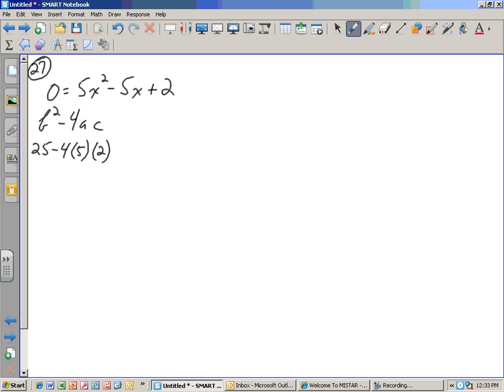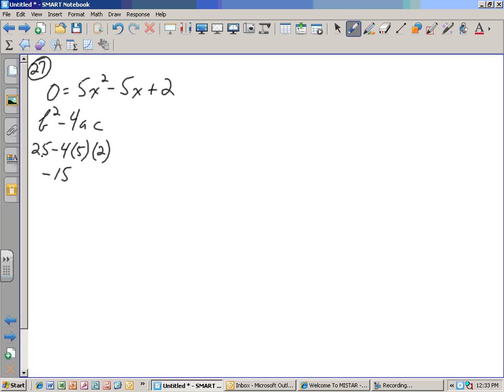And I don't think we need a calculator for this. 4 times 5 is 20. 20 times 2 is 40. So 25 minus 40 will give us a negative 15. That's my discriminant. It tells us we have no real solutions. What that means is this parabola is up in one of the quadrants, because we know it opens upwards because of the positive 5.